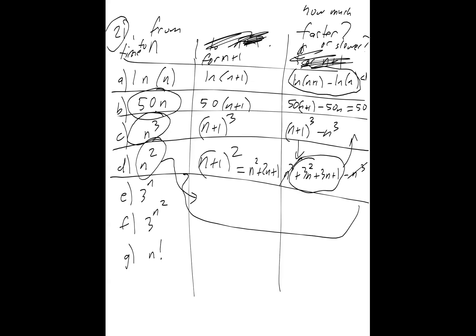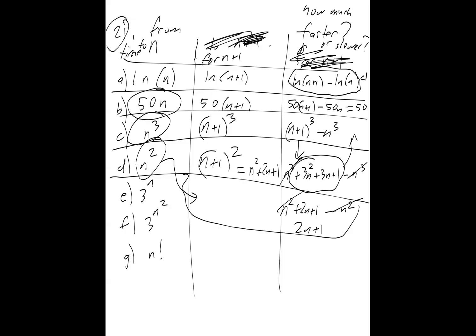Yep, n squared plus 2n plus 1. So the difference in time it takes is n squared plus 2n plus 1 minus n squared. That's how much the time it takes to do the longer one minus the shorter one. What happens when you subtract the n squareds from each other? You get 2n plus 1. Correct. Exactly.